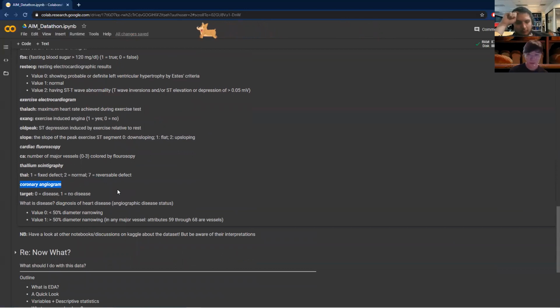And then lastly, this is how they diagnosed whether the patient had heart disease or not. And the gold standard is basically the coronary angiogram.